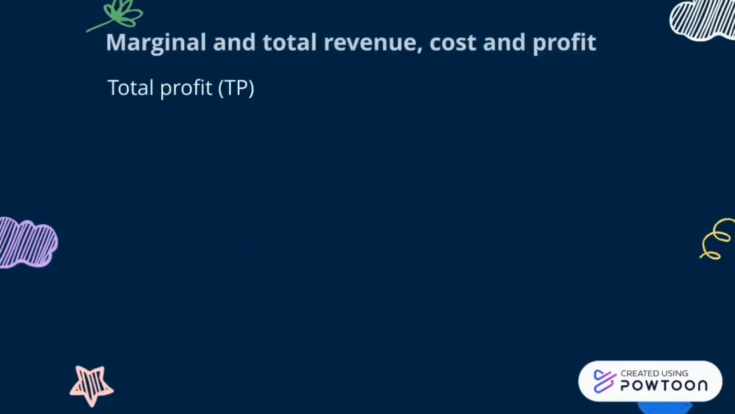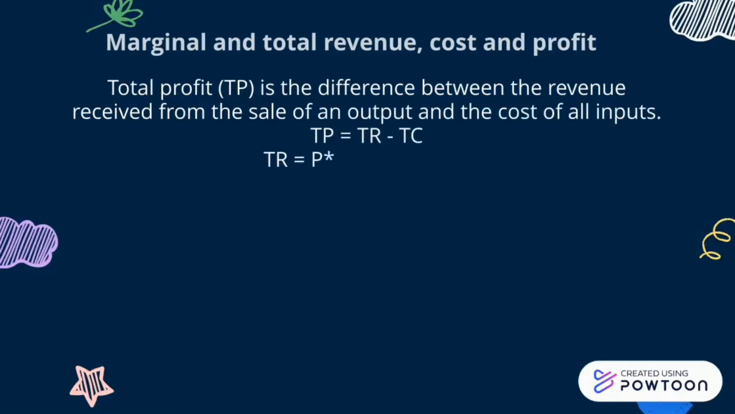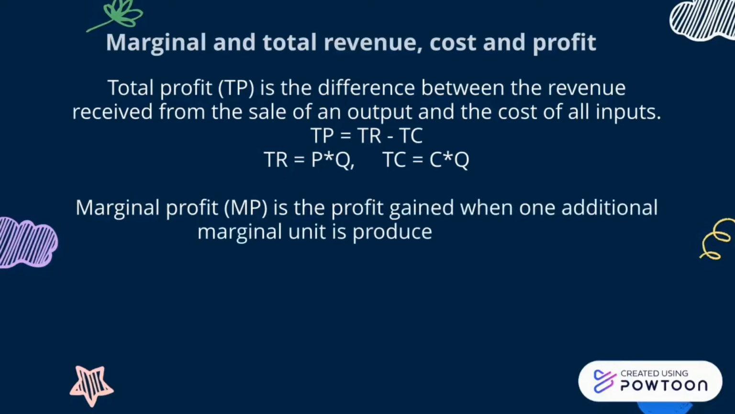Firstly, marginal and total revenue, cost and profit. This key concept is associated with a specific change in the marginal use of goods and services. The total profit is the difference between the revenue received from the sale of an output and the cost of all inputs. In other words, the total profit is the difference between total revenue and total cost.